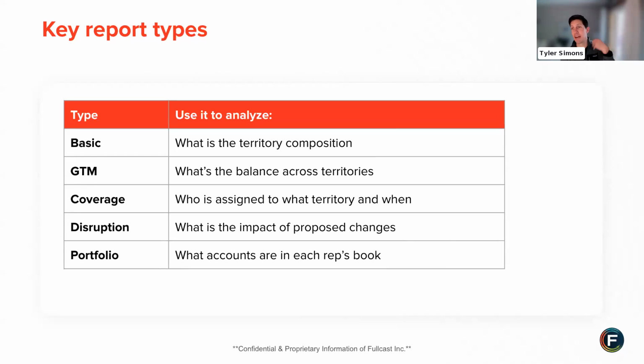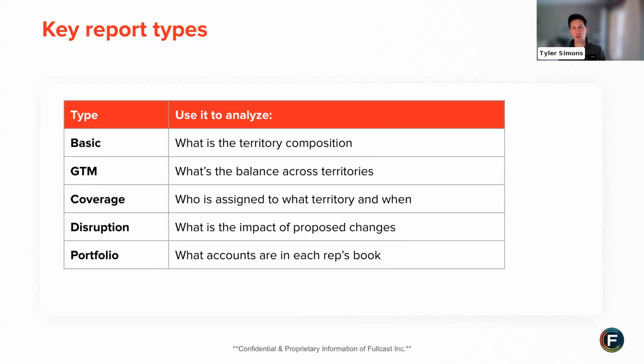Basic is very similar to a Salesforce report, where you have all of the objects that you've imported into Fullcast, and you can build reports like territory composition, and we'll look at some examples there. GTM is really focused on what the balance of my territories is. And you'll see a lot of the metrics that you build in Fullcast are available for you. You can layer in the assignments and things like that.